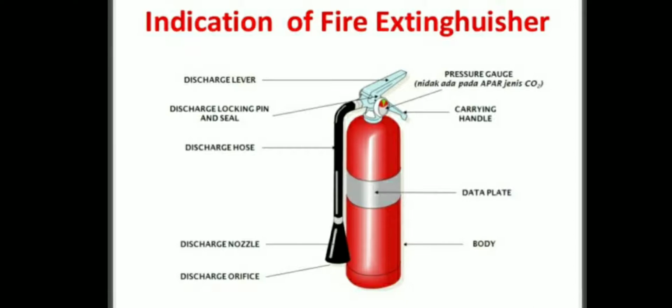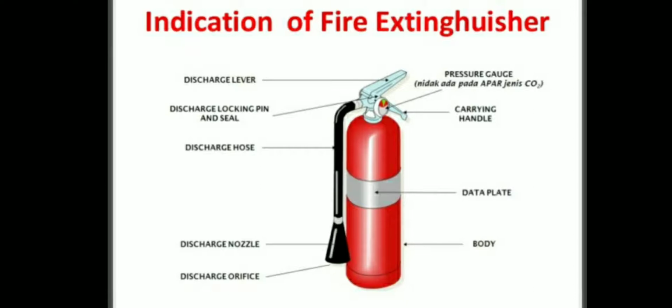See, the black color is the discharge hose, and at the bottom of that hose is the discharge nozzle from which the water and the foam come in contact with the fire. See, there is the discharge orifice. That round circle means where it is discharging from. Understand?